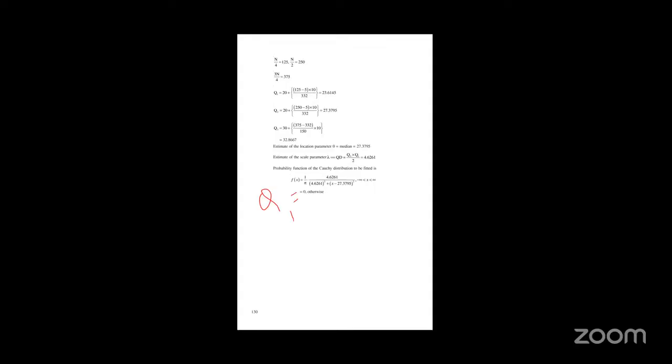Next, coming to find Q1, Q2, and Q3. So Q1 is equal to: the lower limit is already told, 20, plus n by 4, that is 125, minus CF. CF is 5, divided by 332, into 10. So the Q2 is 20 plus 250 minus 5, into 10 by 332. If you calculate all these values, you'll get the exact values.